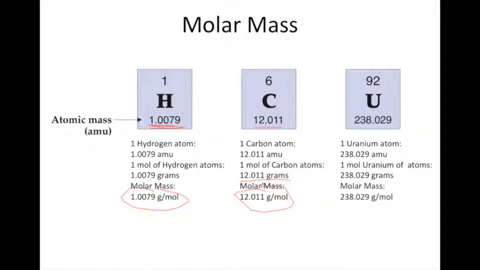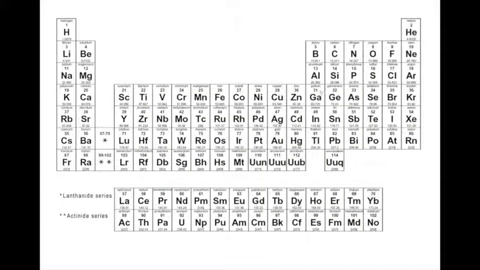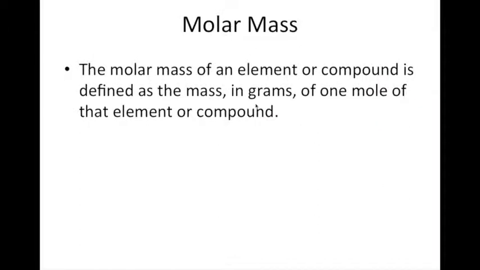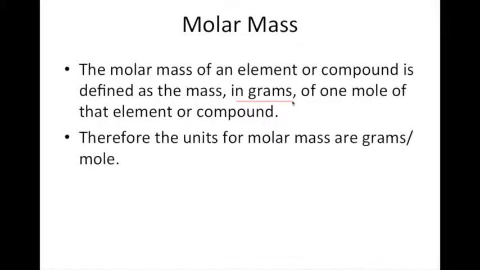And we could say the same thing for any element, like uranium. So we simply need to look on our periodic table, and we could find what we know to be the atomic mass, and now the molar mass is numerically equal to that. But the units for molar mass, as we'll see, is grams per mole. So the molar mass of an element or compound is defined as the mass in grams of 1 mole of an element or compound. And so therefore, the units for molar mass are grams per mole, the mass per 1 mole. And we could write the molar mass for carbon as 12.011 grams per mole.